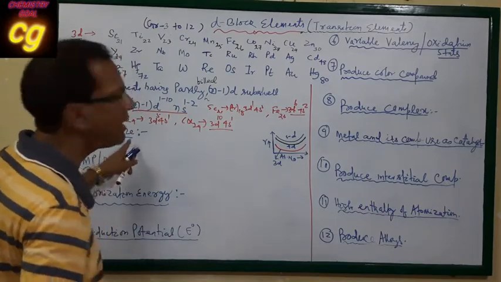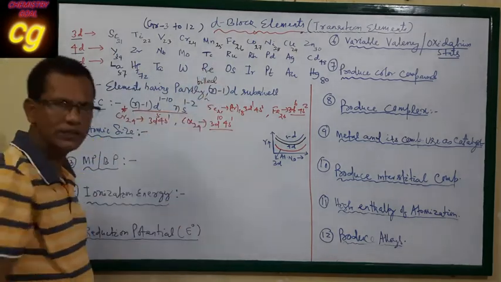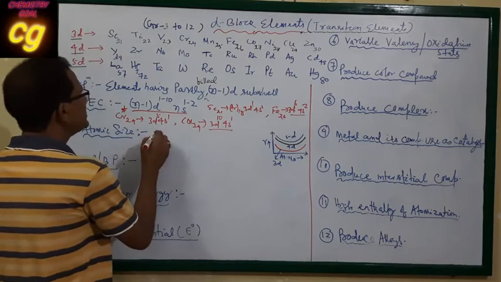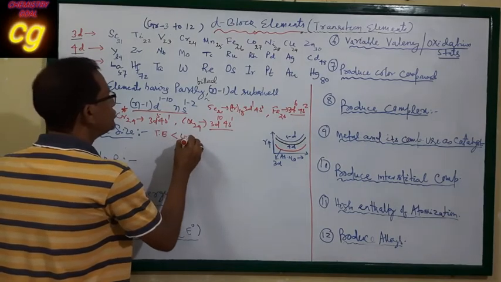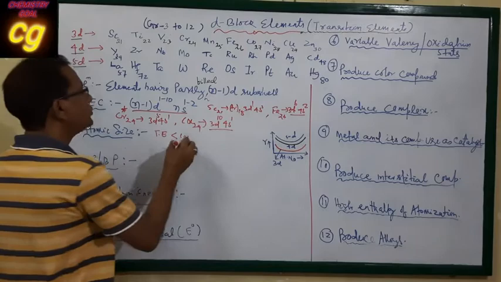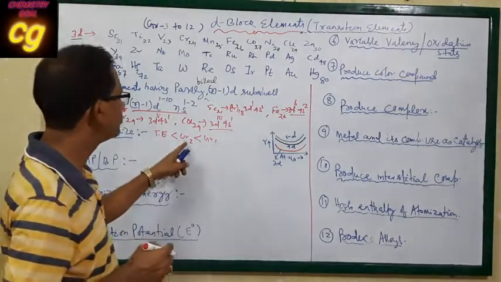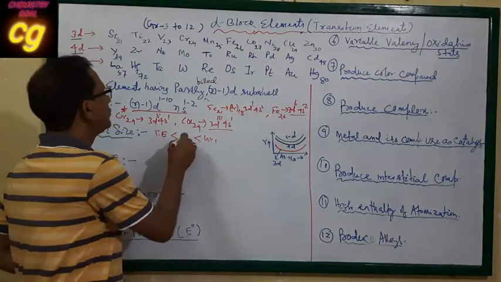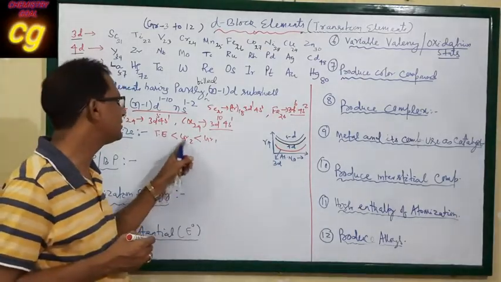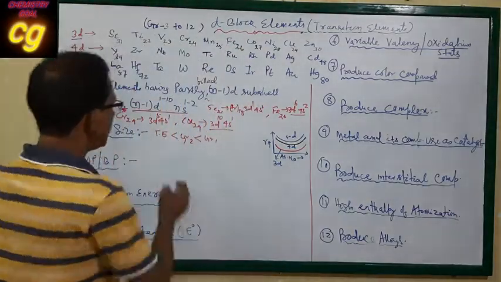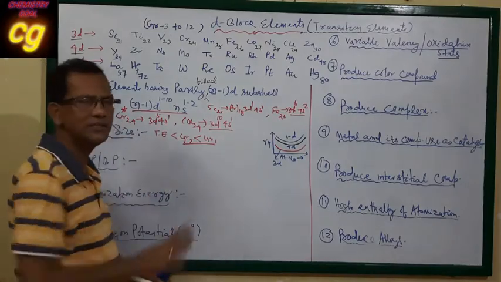Next, regarding the atomic size, that is the radius. The atomic size of all transition elements is less than group 2 and less than group 1, because the transition elements start after group 2. Group 2 size is greater than transition elements, and group 1 is greater than group 2. So compared to alkali and alkaline earth metals, the size of transition elements is smaller.